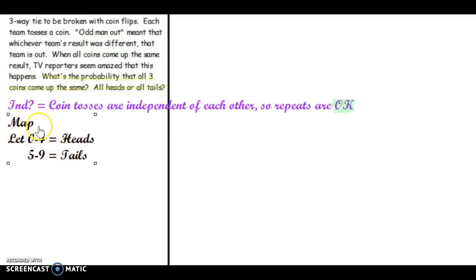The next thing I want to do is map the digits. As I map these digits, I'm going to be using a random number table. Let's assume we're using a random number table for this example. So I'm going to let 0 through 4 equal heads and 5 through 9 equal tails. The reason that I'm doing that is because when I toss a coin, it's a 50-50 chance. There's a 50% chance that I'm going to get heads and a 50% chance I'm going to get tails. So 0 through 4, half of the digits, are heads, and 5 through 9, half of the digits, are tails.